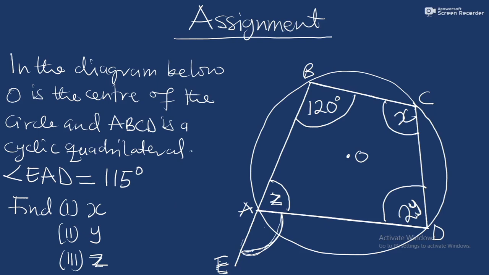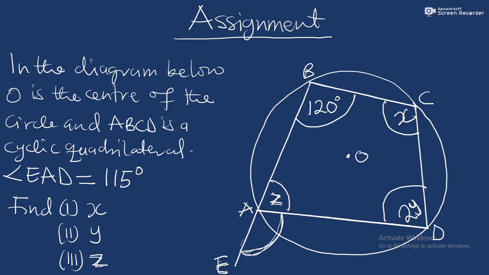And per the theorem that we learned, this exterior angle is the same as the interior opposite angle, which is this one. So it means that to find x, we just have to equate this angle to x. I hope you get it. Good. So that will be the solution to the first one.